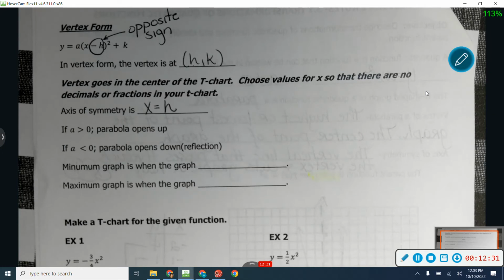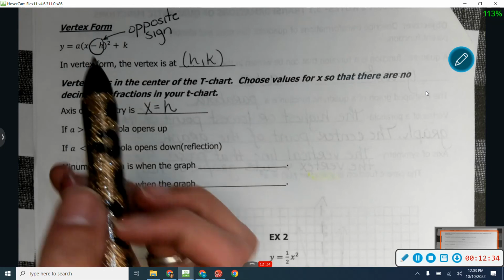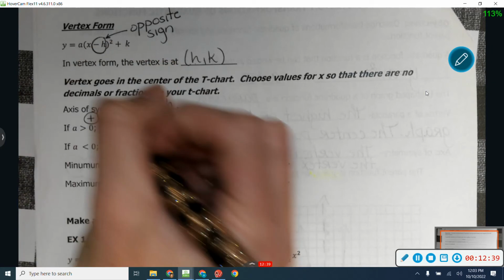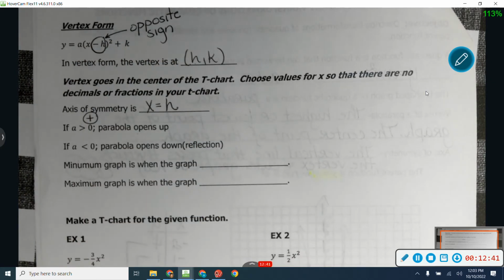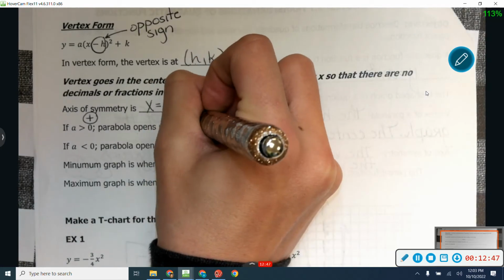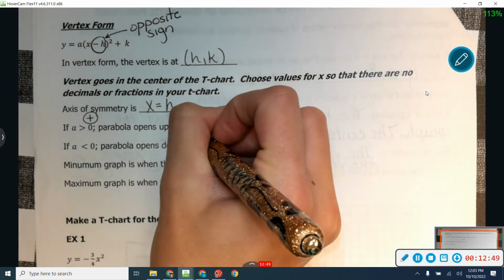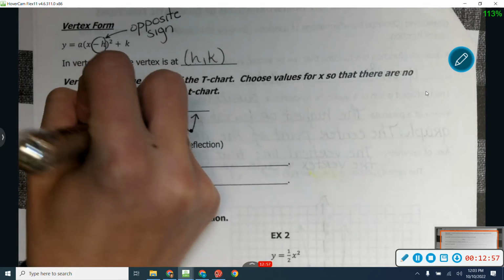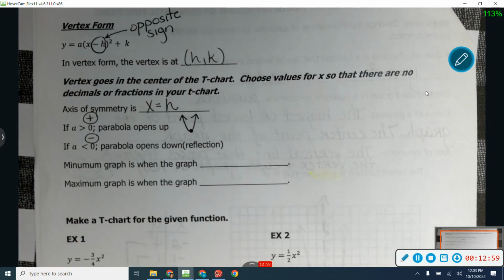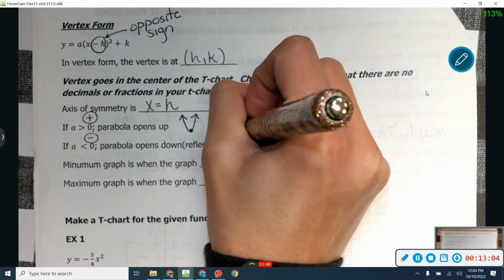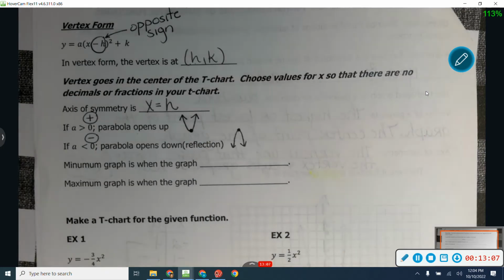Now, if the number in front of your parentheses is greater than 0, meaning if a is positive, the parabola is going to open up. And it's going to look like this, where your vertex is right here. If the number in front of your parentheses is less than 0, meaning there is a negative, then that means there was a reflection and it opens down. It would look like that with your vertex being at the top.